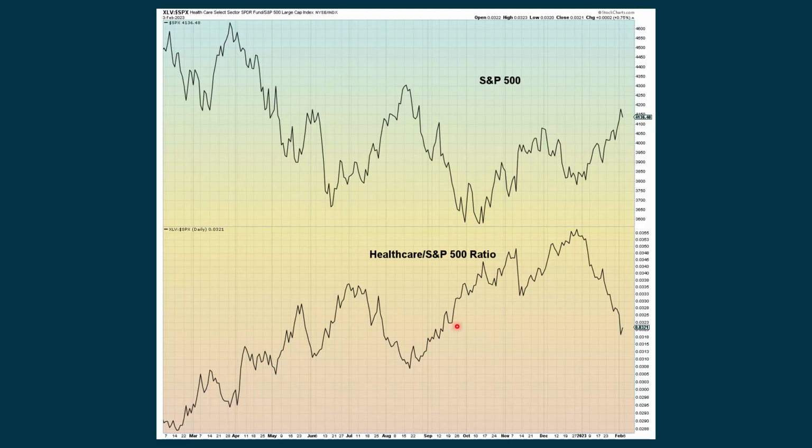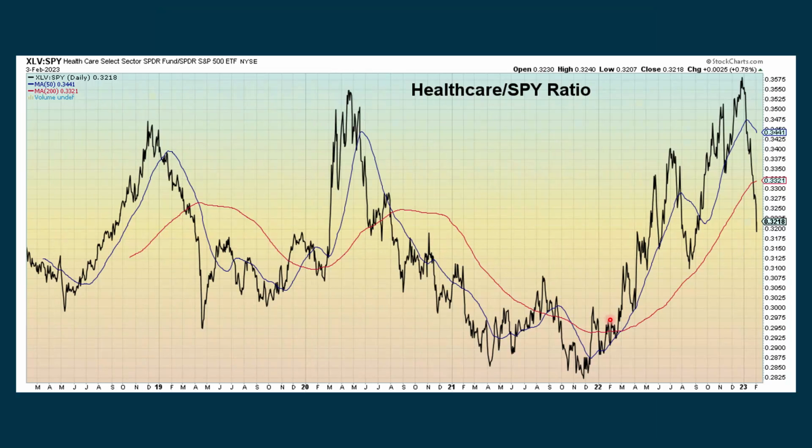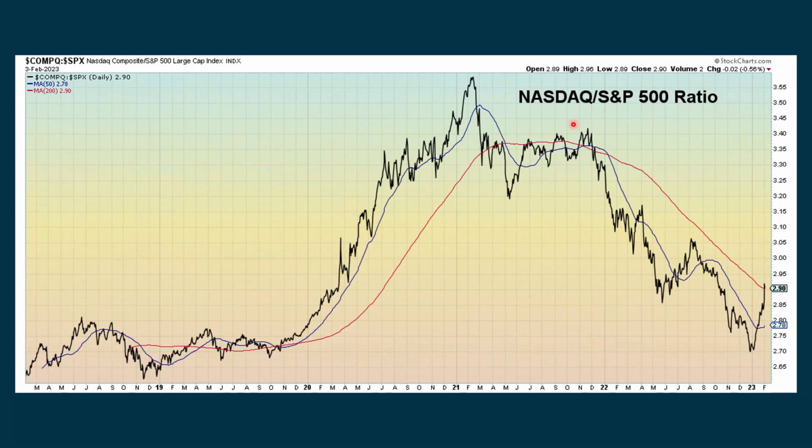Healthcare, also this tends to be more defensive because people need healthcare no matter what's going on in the economy. Had been doing quite well, but since the beginning of 2023 has really been underperforming. Here's another look at that same chart showing how healthcare had really been going up, but showing some recent weakness. Another ratio to look at is the NASDAQ against the S&P 500. The NASDAQ had really been underperforming, but is starting to show some strength.